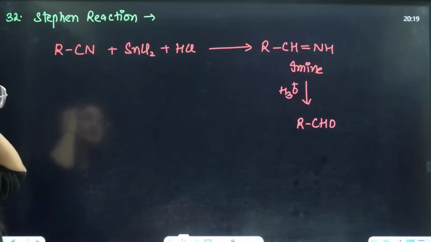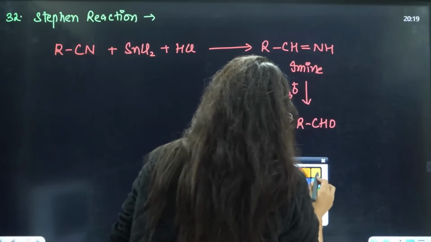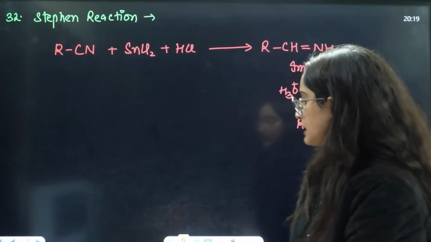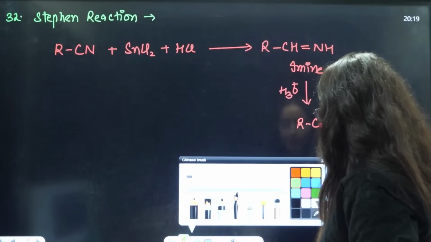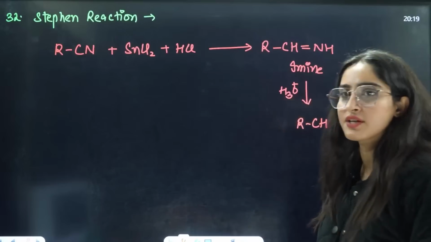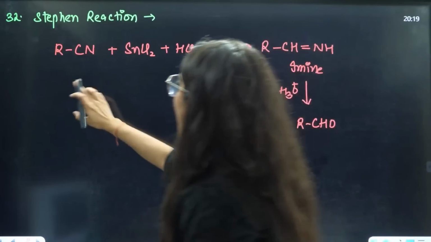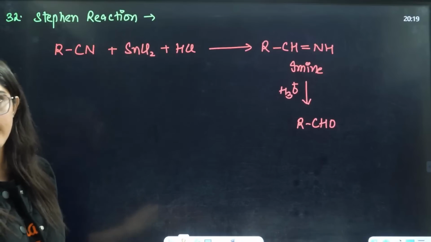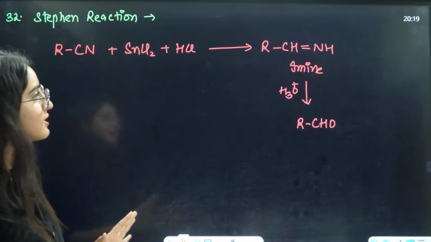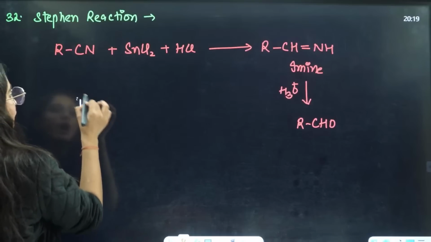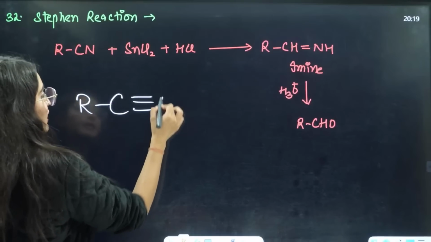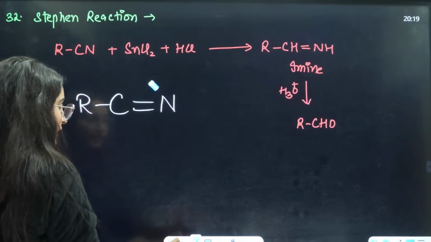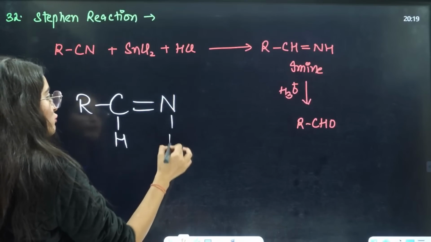Next is Stephen's reaction. Everybody, Stephen's reaction. What do we do in Stephen's reaction? You have RCN. When you add SnCl2 and HCl here, the tin chloride you are adding, it is RC triple bond N. One pi bond will break and you will have the attachment of hydrogen and hydrogen here.